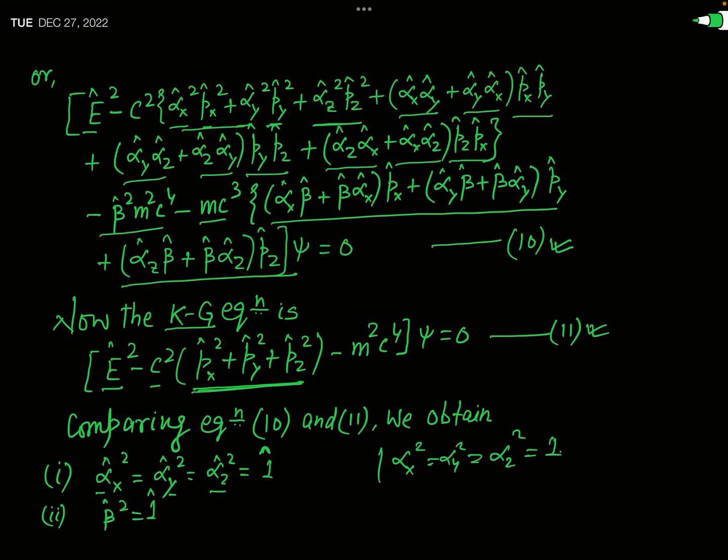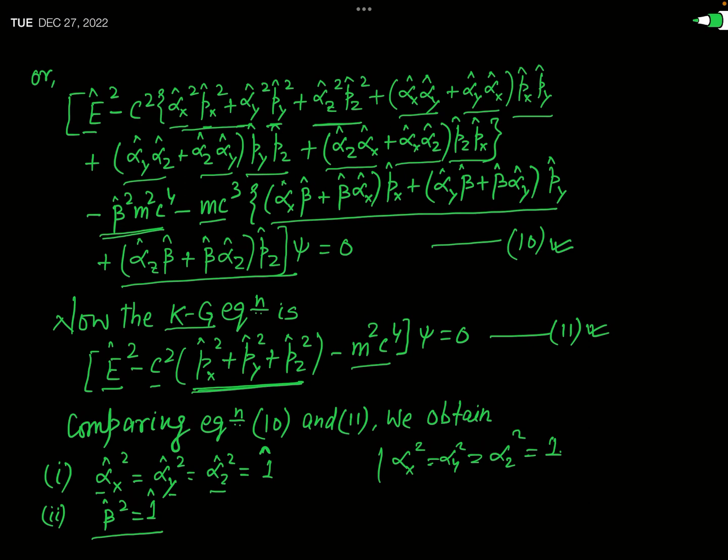But I have written it in operator form, so I have written here 1 hat. This is a unitary operator. And again you can see that this beta square here is beta square m square c4, but in this equation there is only m square c4. So at the place of beta square there is 1 in this KG equation. So we can compare these two equations and we will get that this beta hat square is also equal to 1.